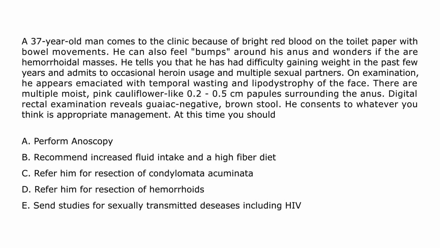And finally, a 37-year-old man comes to the clinic because of bright red blood on the toilet paper with bowel movements. He also feels bumps around his anus and wonders if they are hemorrhoidal masses. He tells you that he has had difficulty gaining weight in the past few years and admits to occasional heroin use and multiple sexual partners. On exam, he appears emaciated with temporal wasting and lipodystrophy of the face. There are multiple moist pink cauliflower-like papules surrounding the anus. DRE reveals guaiac negative brown stool. He consents to what you think is appropriate management.